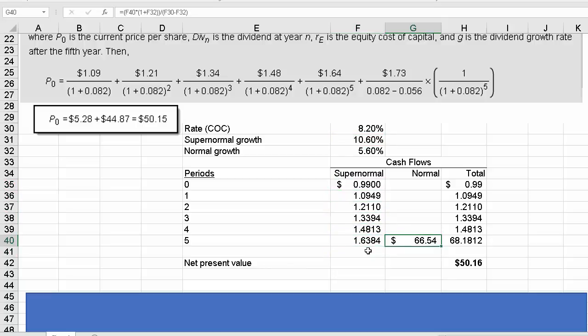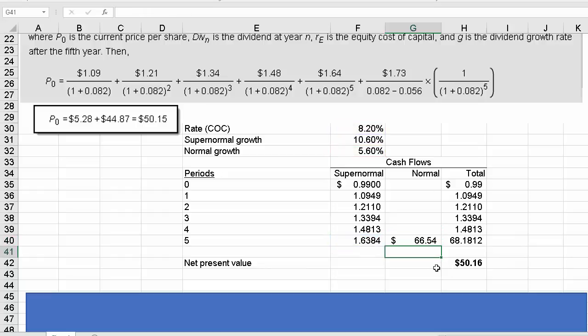But what you have to do is add in to the last period the present value of the perpetuity that will go on forever. So if I hit F2 on this cell, you see what I'm doing is I'm taking F40. Well, what's F40? F40 is the last dividend. Okay? We take the last dividend, and then I'm multiplying that times 1 plus the value of the perpetuity using the Gordon growth model.